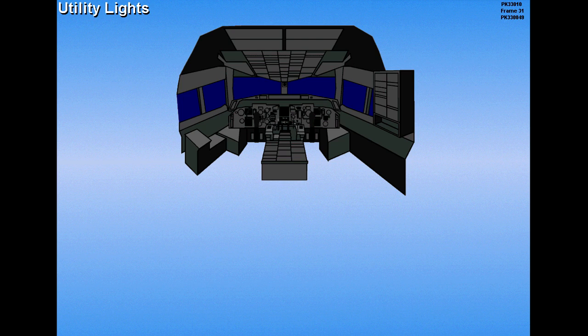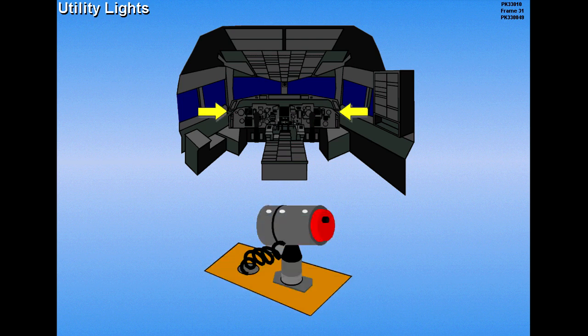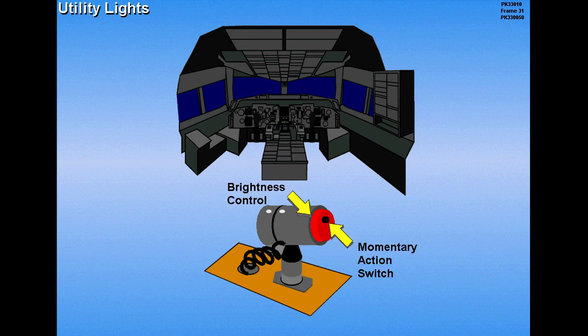Each flight crew member has a utility light mounted on the sidewall. Each utility light has a brightness control and a momentary action on switch.